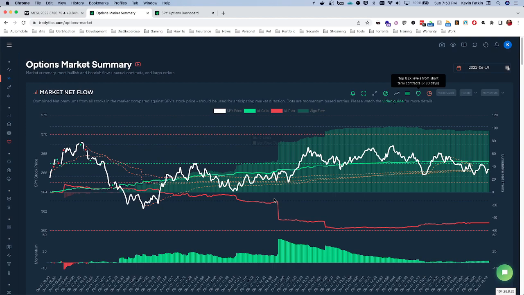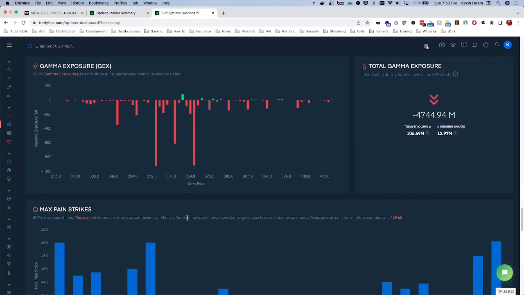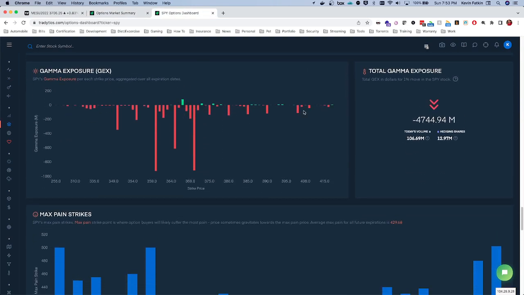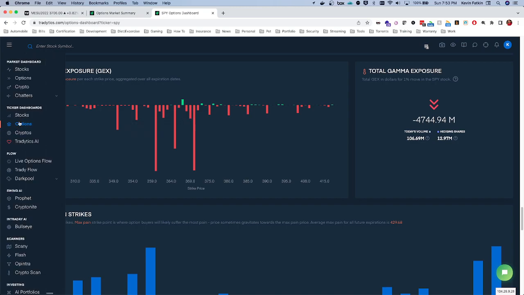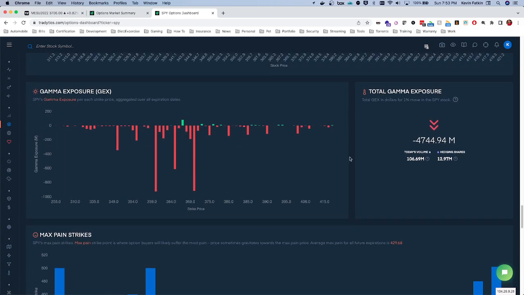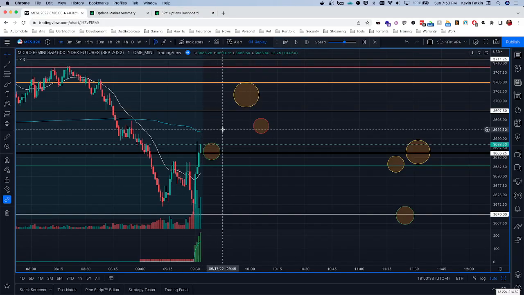I should also mention, of course, I do what I always do, which is check the gamma exposure and dark pools and things like that via the options dashboard for SPY and QQQ. You can see we're in a heavily negative gamma environment, which does indicate some sort of bearishness, but most importantly indicates high volatility, which indicates large price swings.